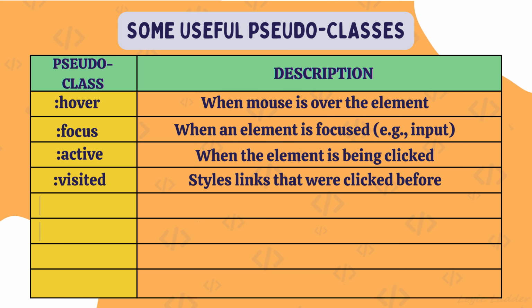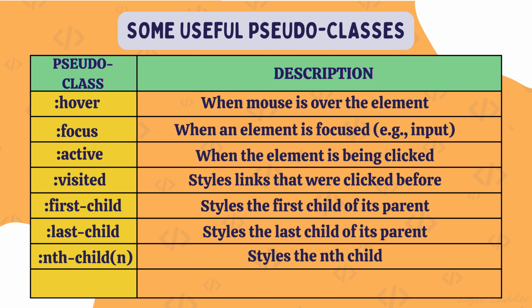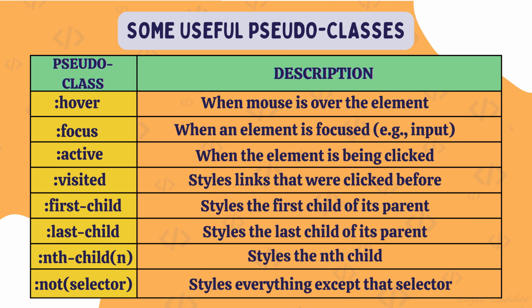Want to style only the first or last child? Use first-child or last-child if you want to apply styles only on it. Even better, use nth-child(n) to style specific positions like the second or third item. If you want to skip any element, you can use :not(selector) to style everything except that selector. With these, your CSS becomes super smart.